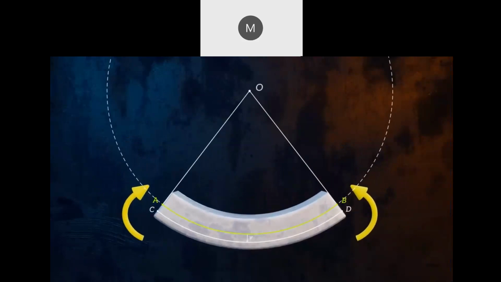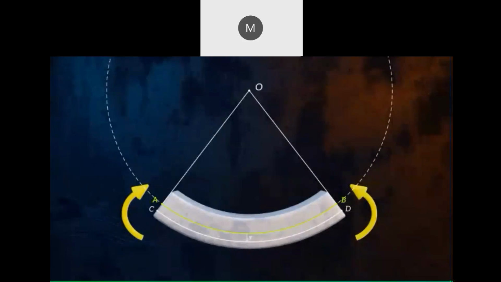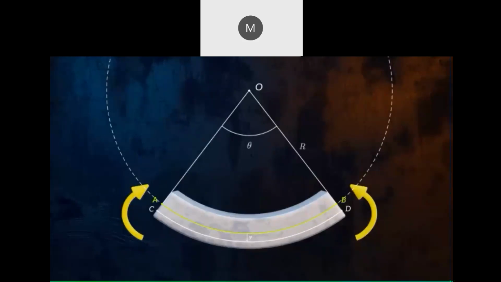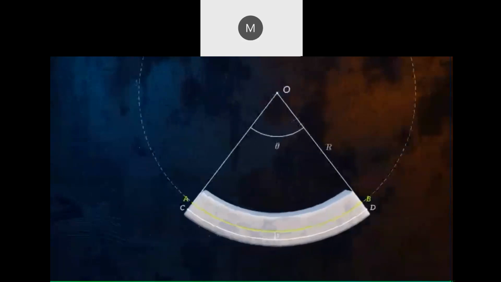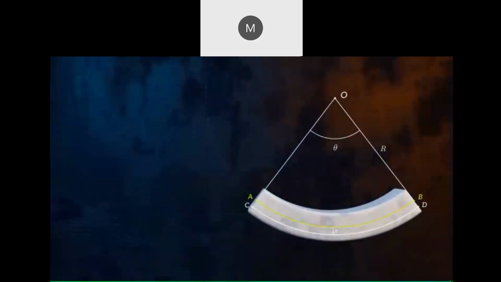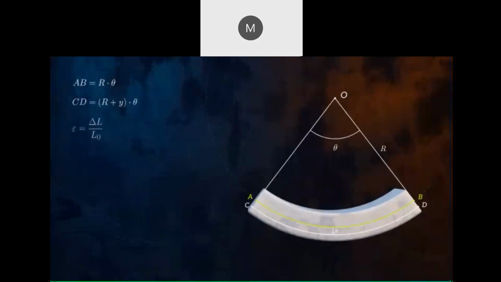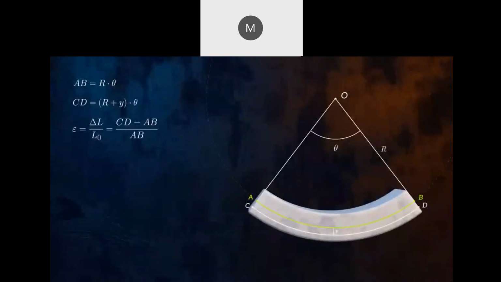Before any deformation, the fibers are all the same length. After the deformation, the length of the neutral axis has stayed the same, but the length of the fiber between points C and D has increased. If theta is the angle of the arc and r is the radius of the arc to the neutral axis, we can calculate the length of the arc between A and B, like this, and we can calculate the length of the arc between C and D in the same way. Strain is defined as the change in length divided by the original length, and so we can derive an equation for bending strain at any distance y from the neutral axis.